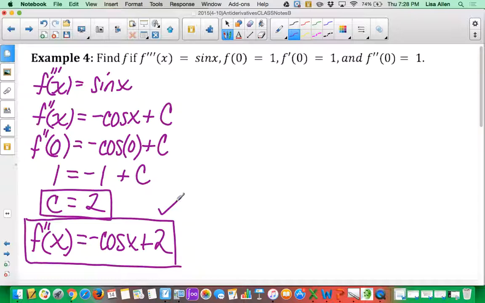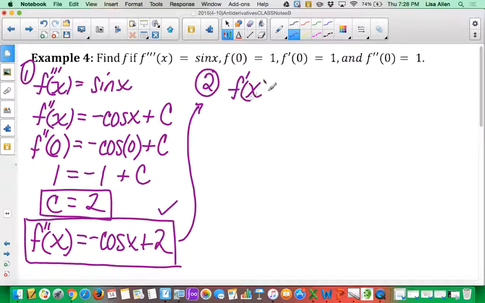So that's my first round. Now I'm going to come up for a second round. So now I want to get to f prime. So I've got f double prime, and I've got f prime of x I'm after. So then I take the antiderivative of negative cosine x and I get negative sine x. Again, use your think cycle if that's a problem. Plus the antiderivative of 2 is 2x.